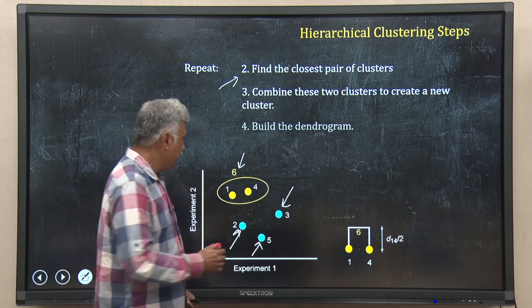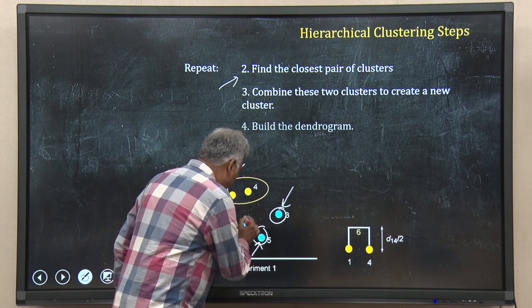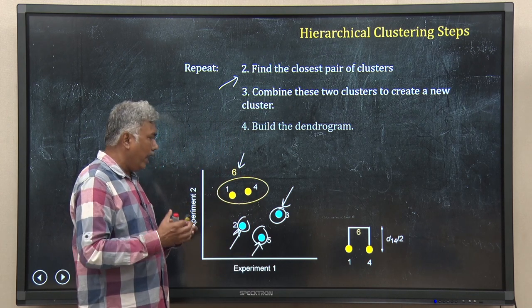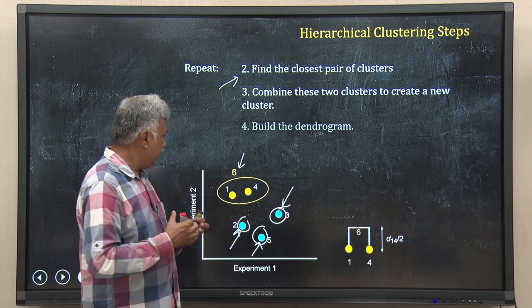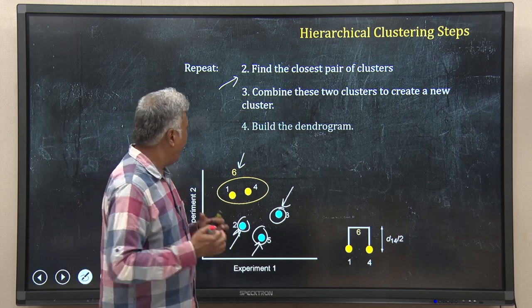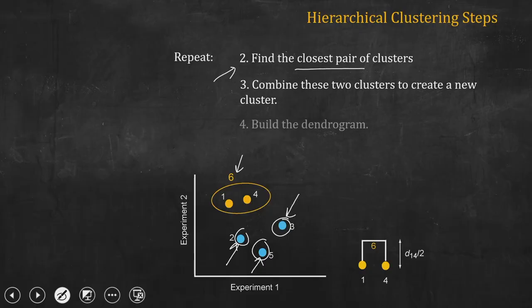If you remember, 3, 5, 2 were themselves clusters at the very beginning, right? So, they are still independent clusters. So, we have to take these 4 clusters, 6, 3, 2 and 5, and find the pairwise distance between them and find the closest pair the way we have done earlier. So, for example, in this diagram, if you visually observe, you will see possibly this pair, the distance D25, may be the least one. So, the closest pair is cluster 2 and cluster 5.